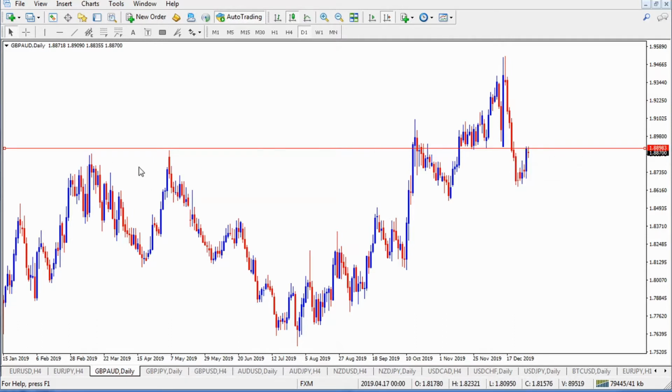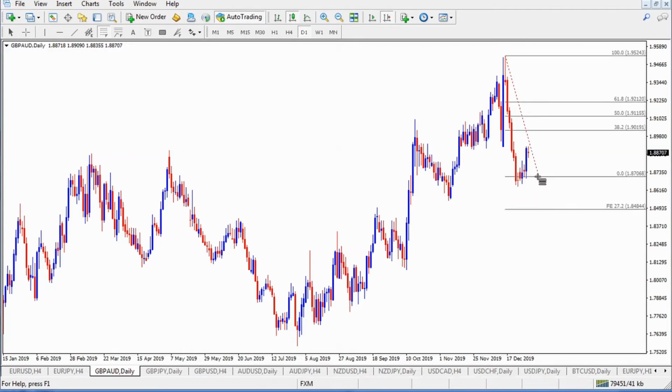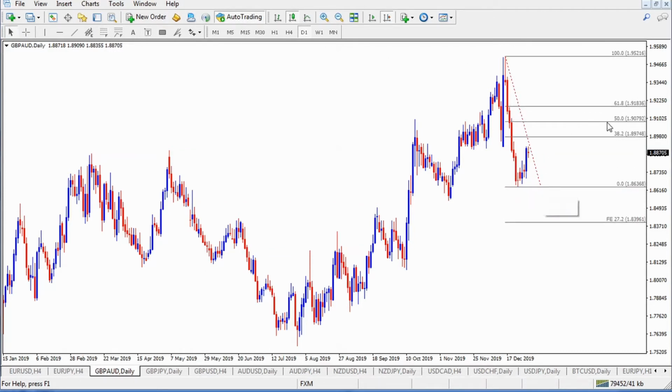So we've got a few different instances where this has been the case. I'd want to keep my eyes open for something like this. All right, so I've got that going for me. Another tool that I use quite a lot are Fibonacci pullbacks. So if I'm going to draw the Fibonacci retracement from the top to the bottom, what I'd like to see is a pullback into this window.